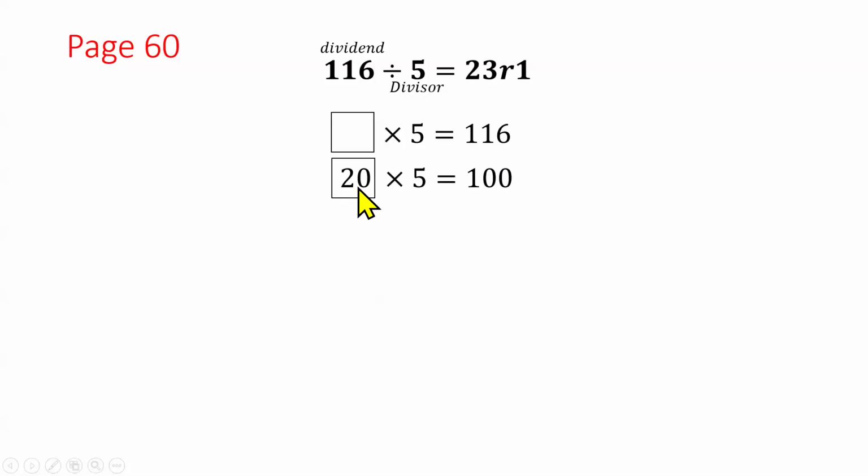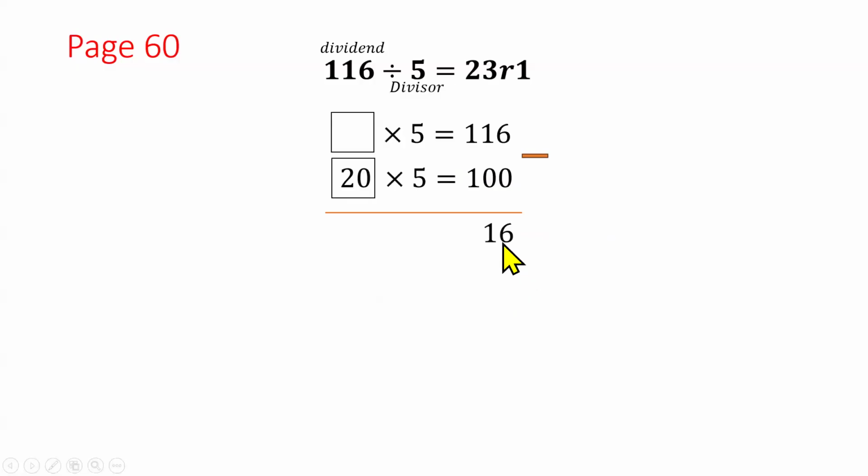Okay. You cannot take 30. Why? If you take 30, 30 times 5, how much? Oh, it's 150, and 150 is bigger than 116. This number has to be smaller than 116. So after that, I subtract them. 116 minus 100 is going to be 16. Okay.